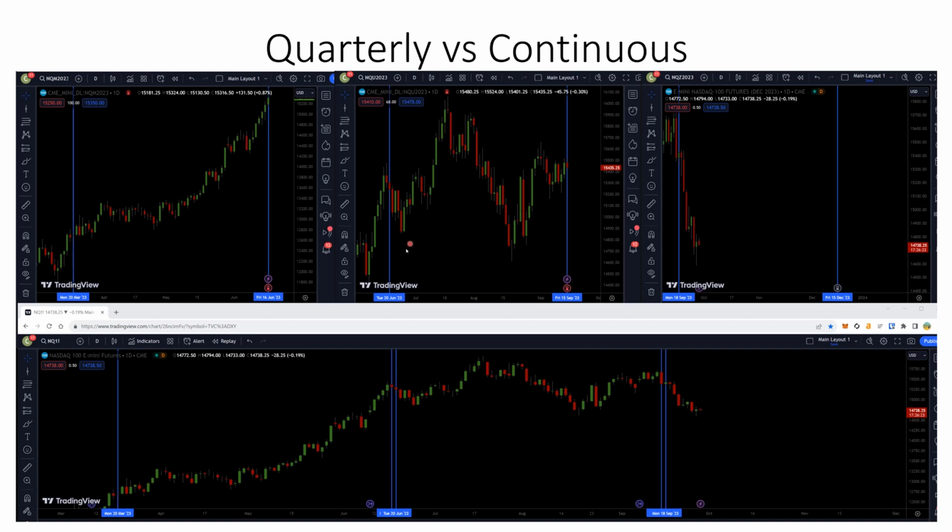So again, what you want to pay attention to is when the current contract you're looking at picks up from the last contract. The easiest way to see that is just to look at a continuous. Again, these blue line boxes are cut and pasted down here to form a continuous contract.